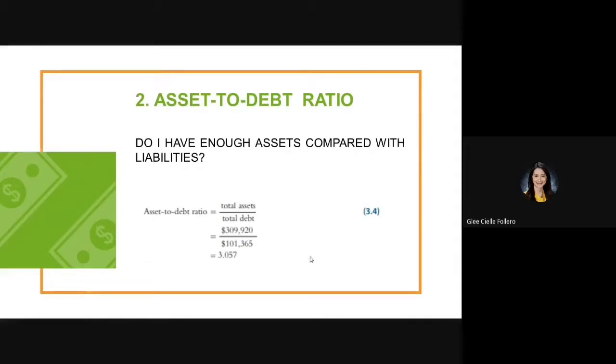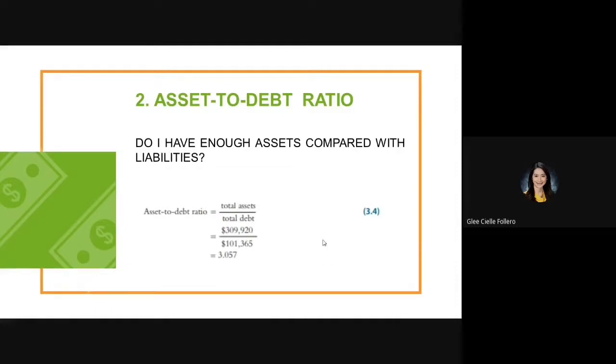The second financial ratio is the asset to debt ratio. It compares total assets with the total liabilities. That's why it answers the question, do I have enough assets compared with liabilities? It's very simple. We are just comparing here the assets and the liabilities. The formula is total assets over total debt.